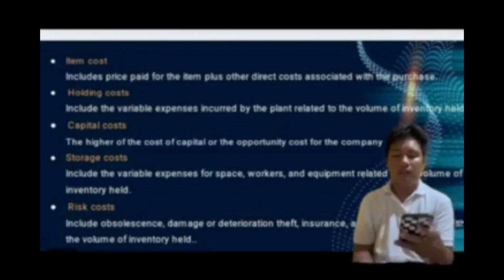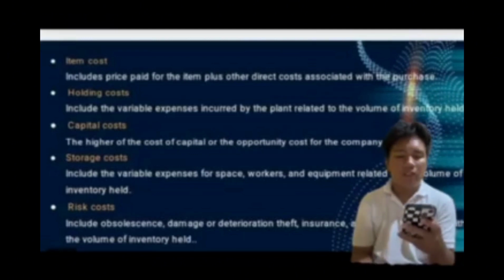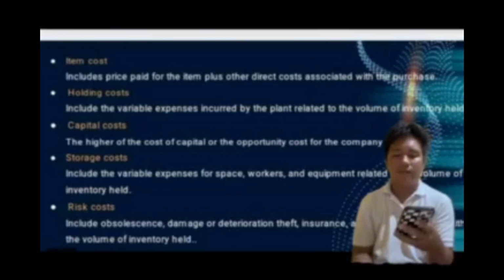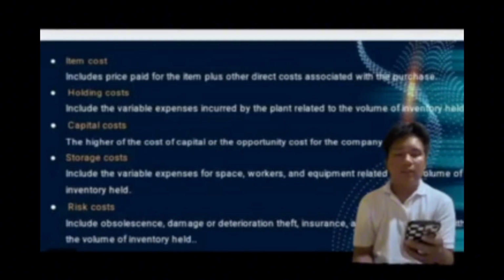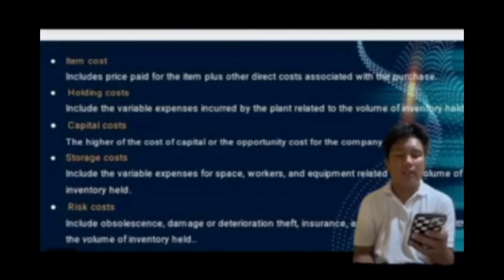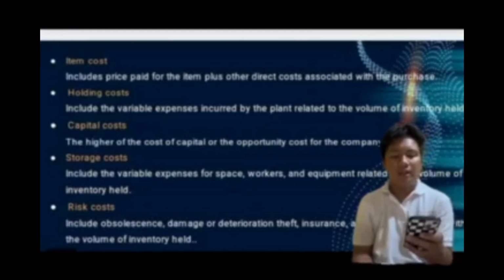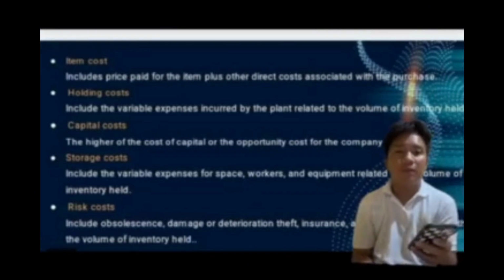Item cost. Item cost includes the price paid for the item plus other direct costs associated with the purchase. In other words, the item cost is the cost charged by a vendor or supplier for each individual item. This is the cost that a retailer would pay per item when ordering a specific product.